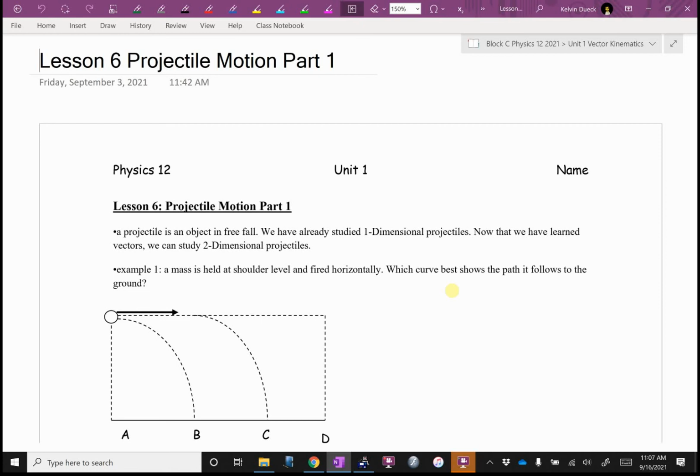So a projectile is any object in free fall. We studied one-dimensional projectiles in Physics 11, stuff that was moving just up and down. But now that we've learned vectors, we can study two-dimensional projectiles. But first, we're going to start off with a thought experiment.